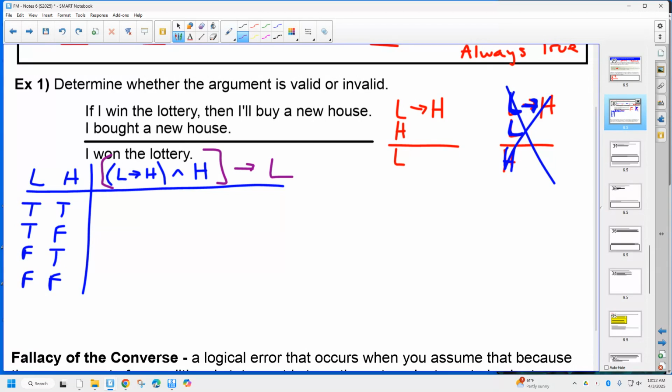So we do a truth table for that. L implies H. Let's shortcut this. Remember that's true. True implies true is true. True implies false is false. That's the only time a conditional statement like that is ever going to be false. False implies true is true. False implies false is true. That's something you should remember from a previous lesson. So we're going to AND that with H. Let's copy H. H was true, false, true, false.